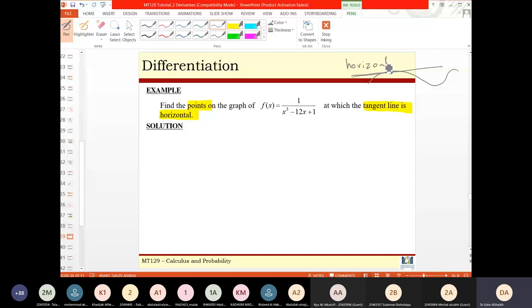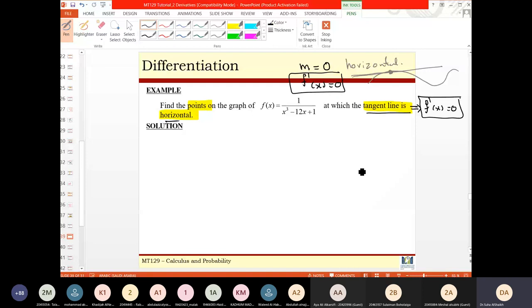What does horizontal mean? When it is horizontal, this means that m is equal to 0. That's correct. What does m equal to 0 mean? It means when f dash is equal to 0. So in other words, they did not tell me directly that I want you to find where the derivative is equal to 0. They said find me the point on the curve where the tangent line is horizontal. Keep this as a note: tangent line horizontal means that f dash of x is equal to 0.